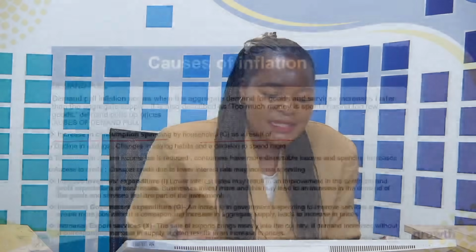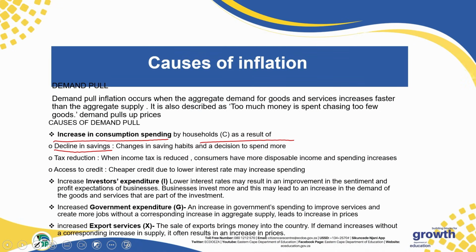What causes demand-pull inflation? Demand-pull inflation is caused by an increase in consumption spending by households as a result of a decline in savings. So if consumers' saving habits change and they decide to spend more, that may cause aggregate demand to increase faster than aggregate supply, therefore causing inflation.